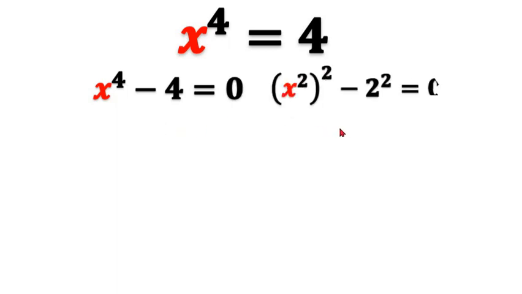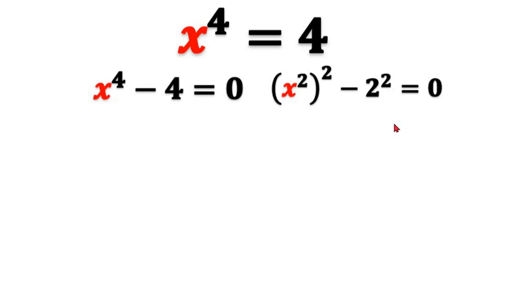Now we're going to rewrite x to the power of 4 and 4 so that they are both to the power of 2. And so x to the power of 4 can turn into x squared, squared again, and then 4 can be rewritten as 2 squared.